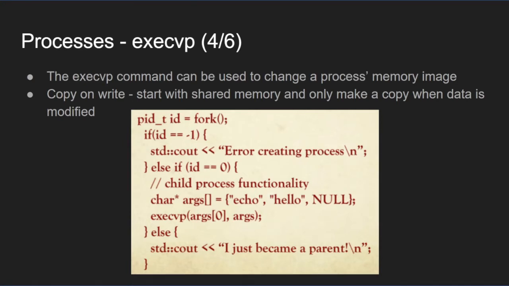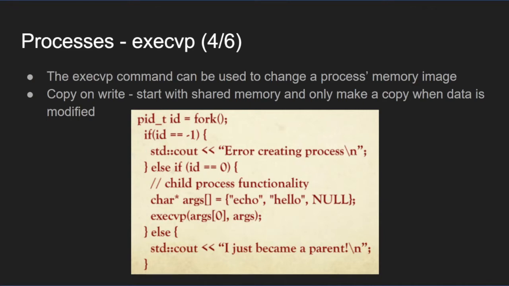The next thing is the execvp command. The execvp command can be used to change a process's memory image. In one of our previous assignments, we had to use it, and we had to pass in those parameters. We had an array called args, which was passed in for both. We passed in the first element, arg0, and the whole array, args, so we could execute certain commands.